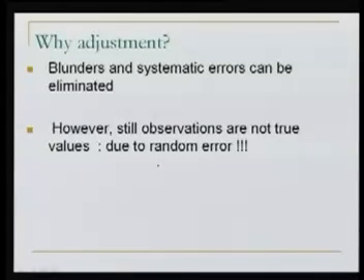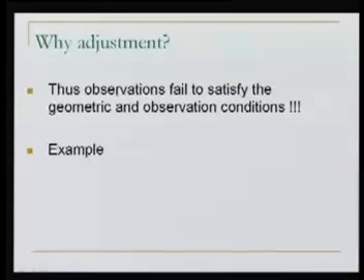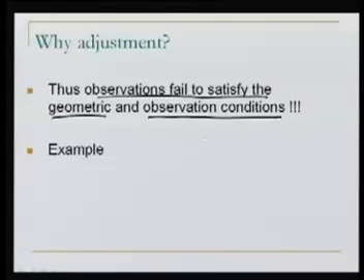Now, we have seen that random error will remain in the observation even if we can eliminate blunders and systematic error. So, this is very important here. The observations, because of the error present in the observations, fail to satisfy geometric and observation conditions. Now let's look at that. What is the meaning of this? We'll talk about these one by one.